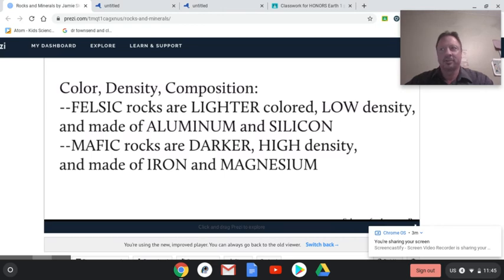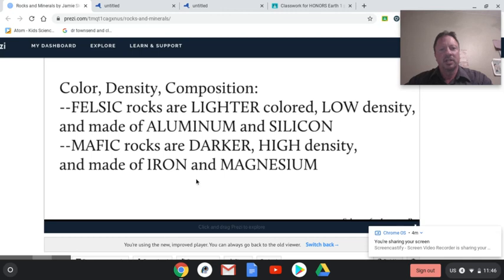Okay, so we'll start off with felsic rocks. So felsic rocks are lighter colored, they're very low density, and they are made of aluminum and silicon. Now, if you ever had any kind of outdoor tools made of aluminum, you ever pick up an aluminum rake? It's very light. It's a light colored metal. It's a very light, physically light to lift type tool. Those are felsic. So they're lighter colored and low density. So it's a lighter colored and made because of these lighter elements like aluminum and silicon.